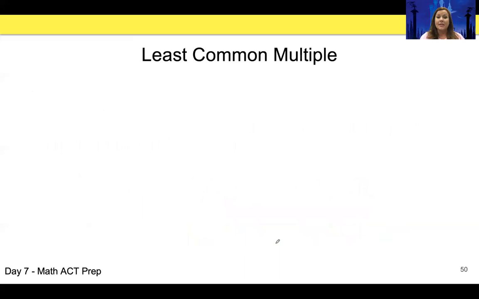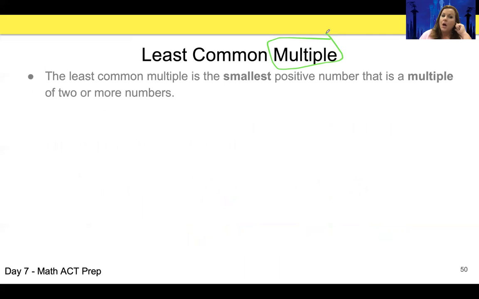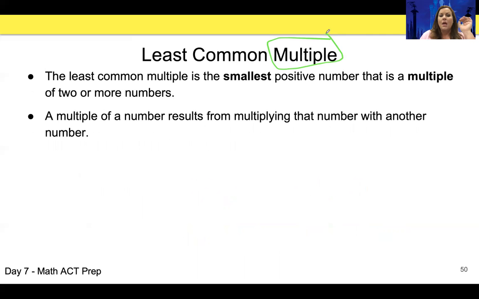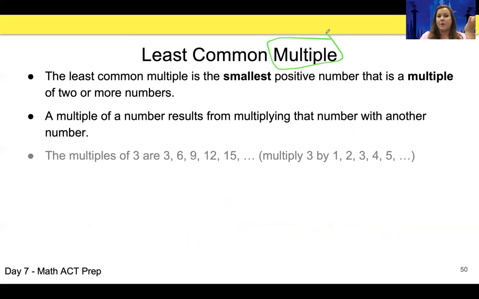Okay, now let's get into least common multiple. And the key word here is multiple. We are not finding numbers that factor out. We are finding multiples of a number. And so you get a multiple by taking a number and multiplying it by 1, then by 2, then by 3, then by 4.